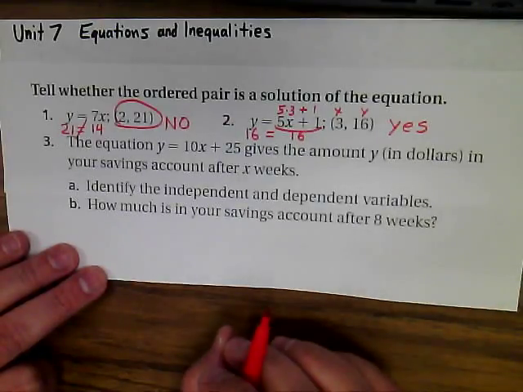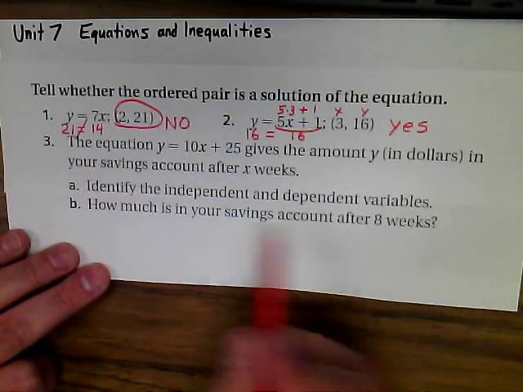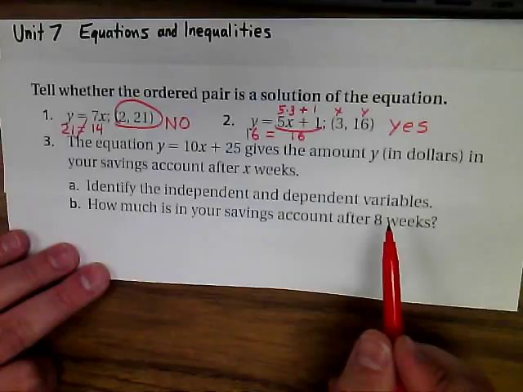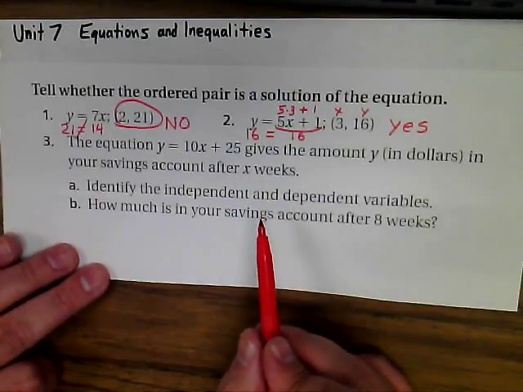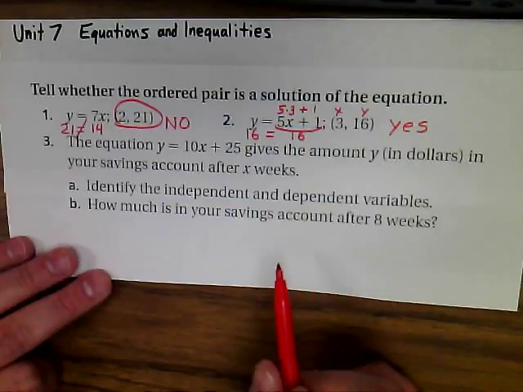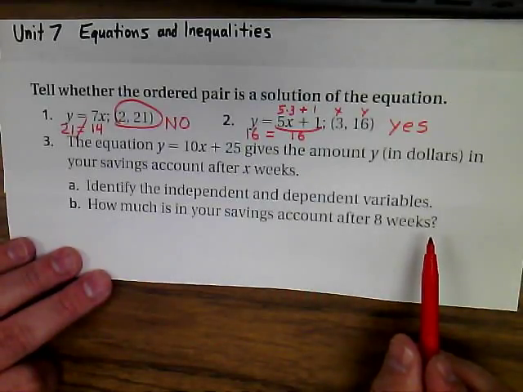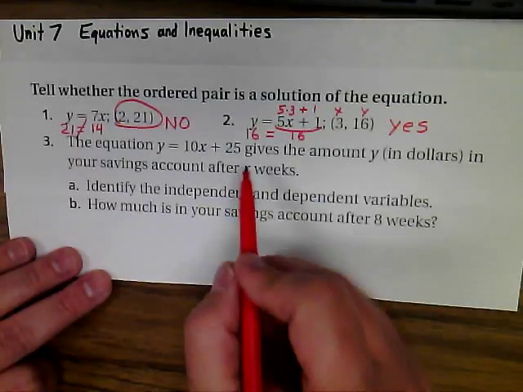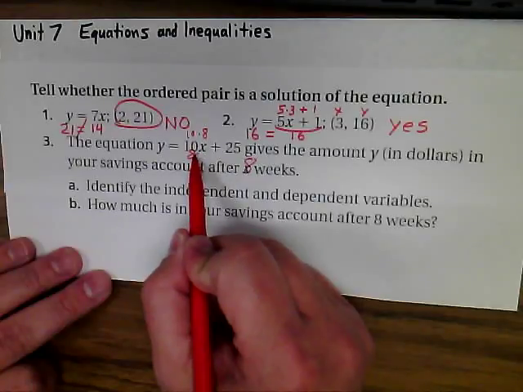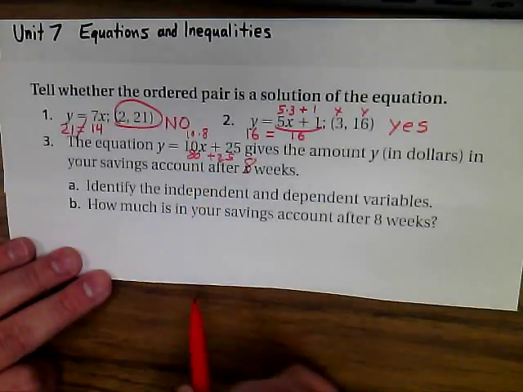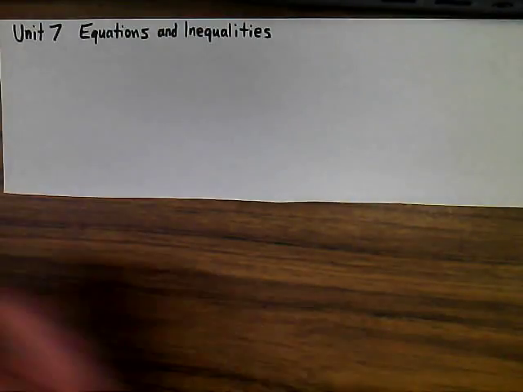The dependent variable depends on what the independent variable does. So obviously, you're making money for putting money in your account because of the number of weeks you're putting it in, not the other way around. So to find out how much money your savings account has after 8 weeks, we're going to substitute the x with an 8. And so 10 times 8 is 80. 80 plus 25 would tell you that there's $105 in your account after 8 weeks.